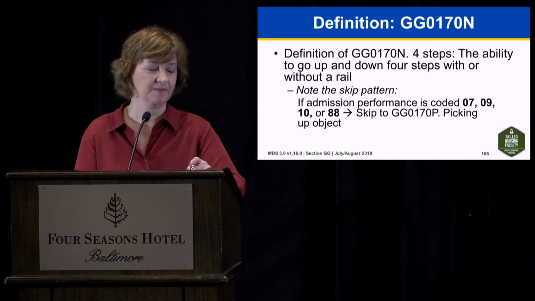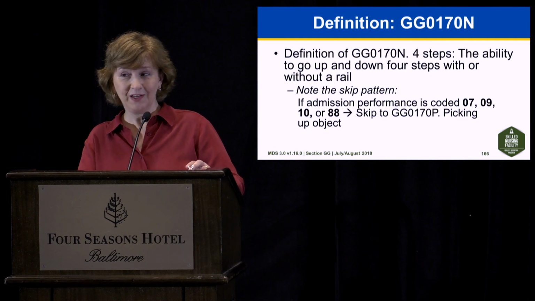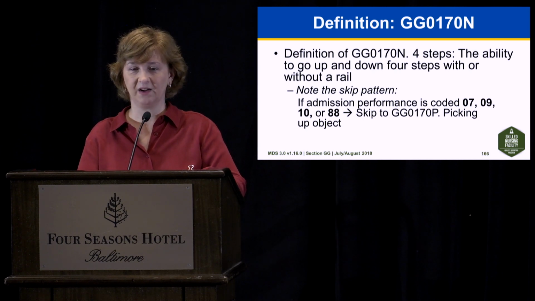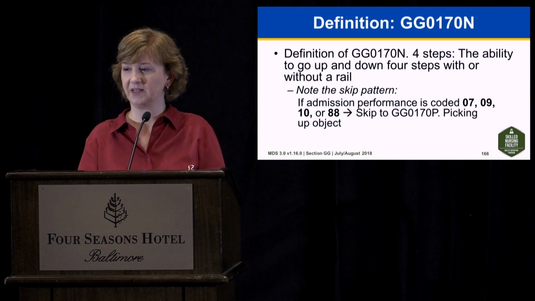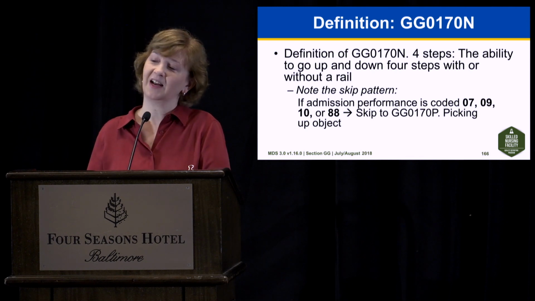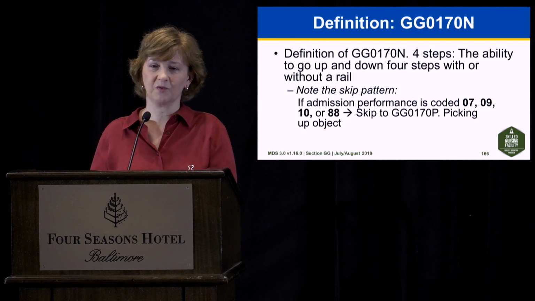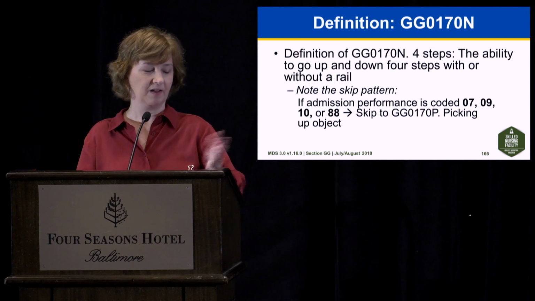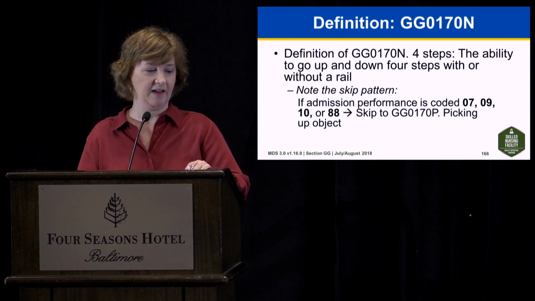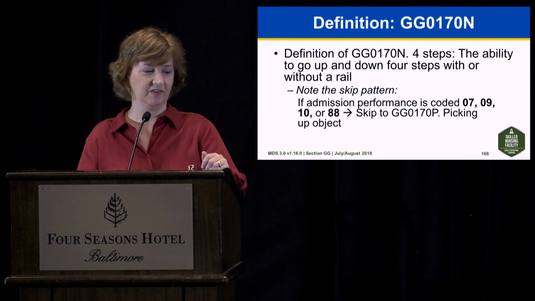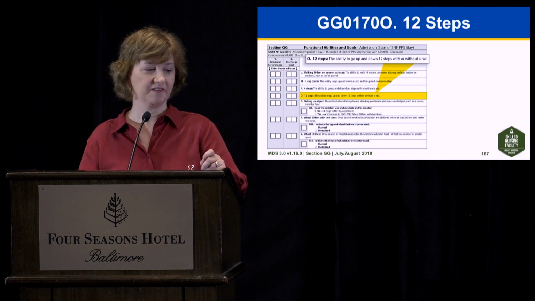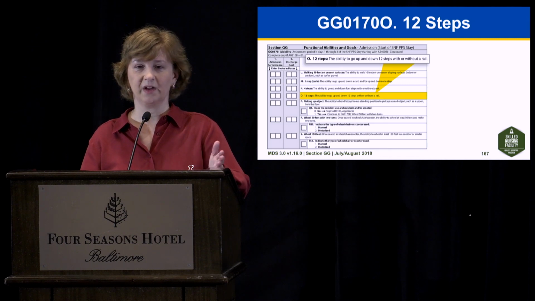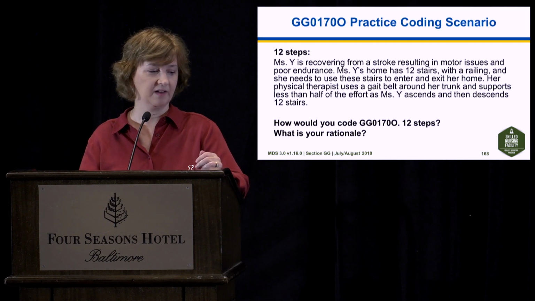We do have a skip pattern here. We will assume that if somebody is not able to go up and down 4 steps, that they're not able to go up and down the 12 steps, which is the next activity. So you skip over this one with the data submission specification, so you don't need to enter anything because it'll skip you over. And so then you would skip to the last activity. So 12 steps in this instance is the next activity. So again, relates to going up and down 12 steps with or without a rail.